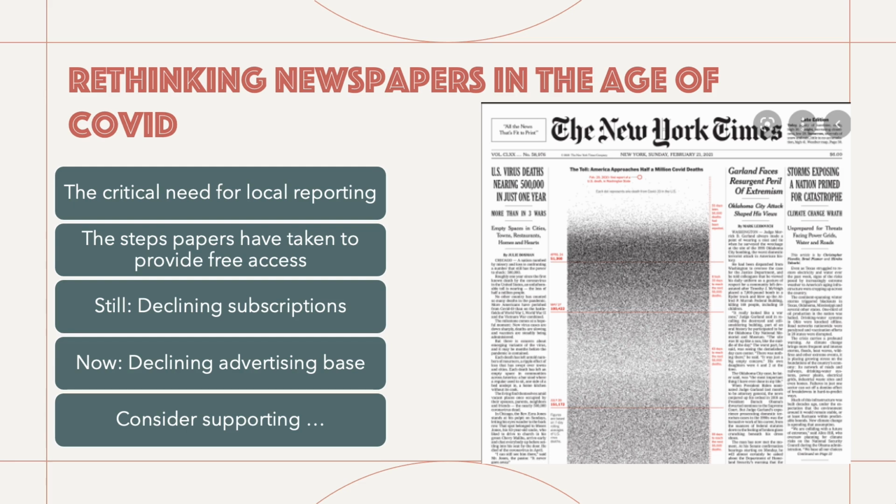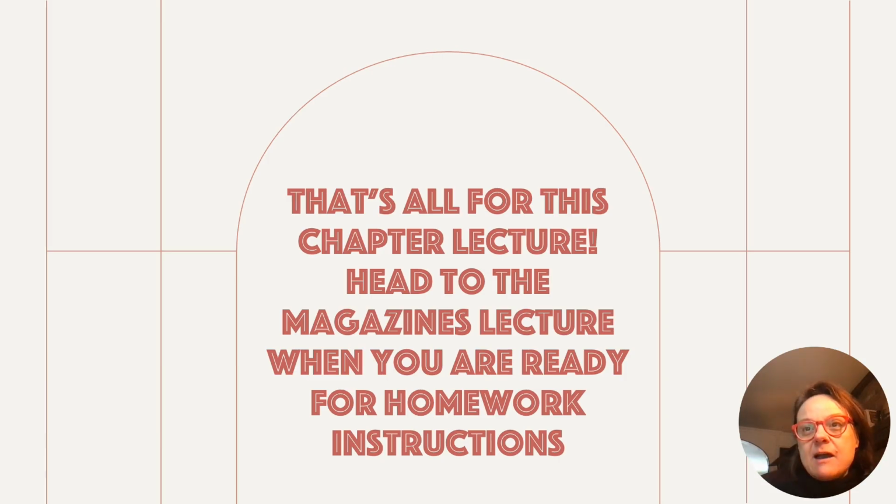Even in the face of all of this, we're still seeing declining subscriptions. So we really do need to think about how we can fund papers in a way that might not be so based in maintaining the interests of advertisers. And to restate John Oliver's point, I hope that you will consider supporting a paper of importance to you, hopefully a local paper. That's all the notes we have for the newspaper section of this week's two-chapter lecture.